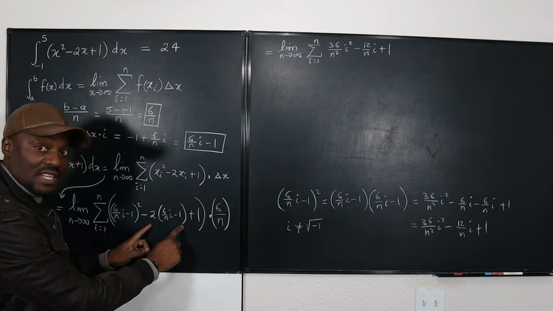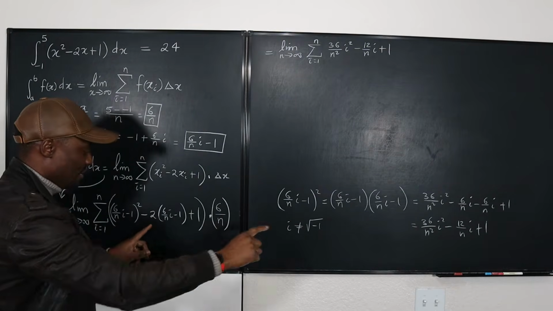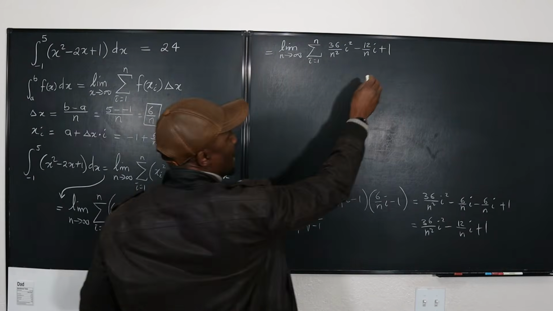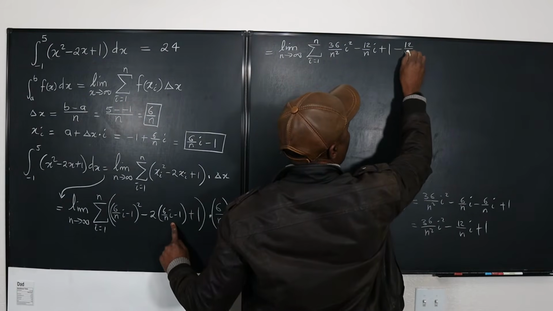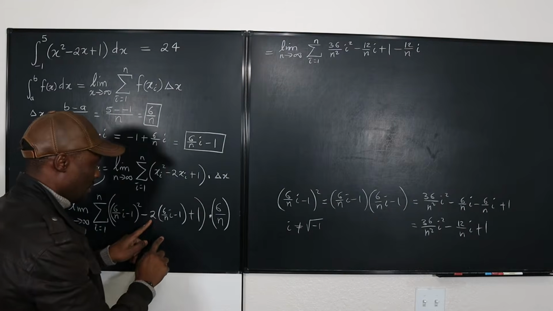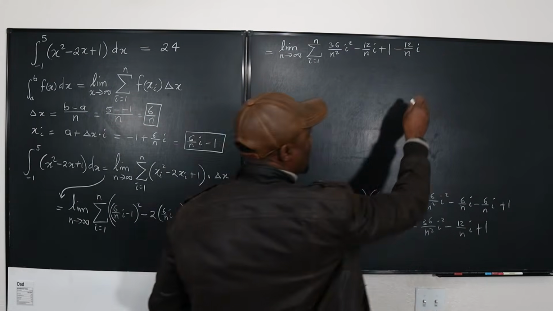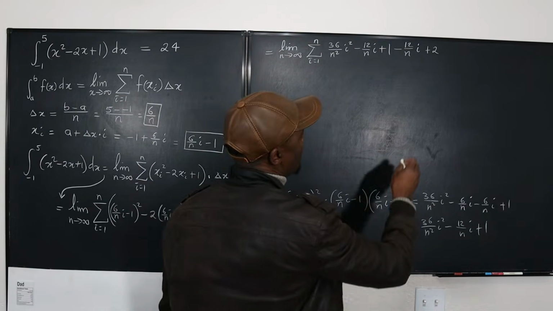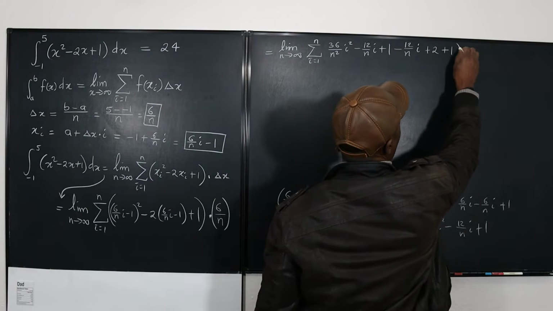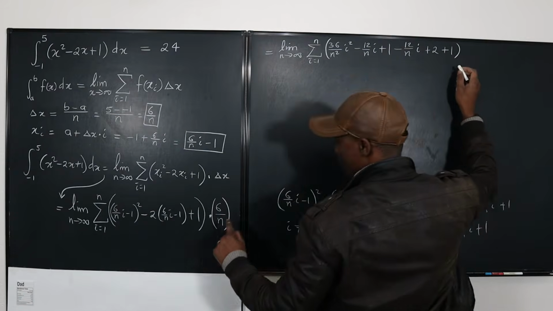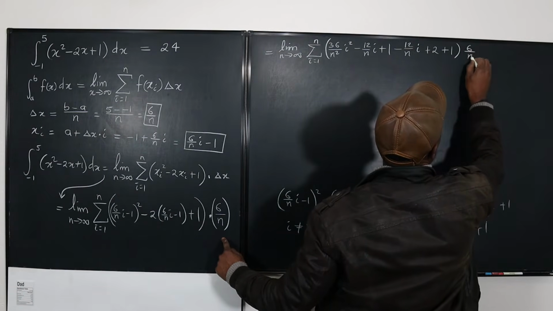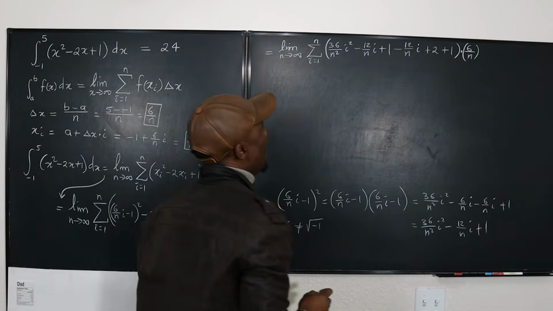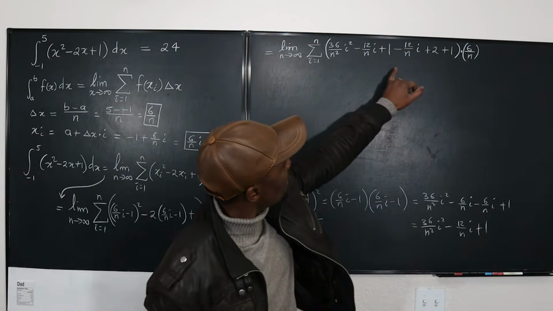Now the second one doesn't need any elaborate calculation. I just need to multiply. 2 times 6 over n i is 12 over n i, so that's minus 12 over n i. Then minus 2 times minus 1 is plus 2. Now let's go to the last one. It's just plus 1. Remember, all of this will still be multiplied by 6 over n.